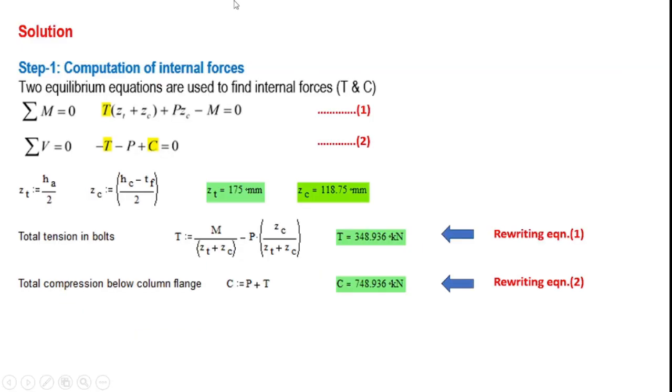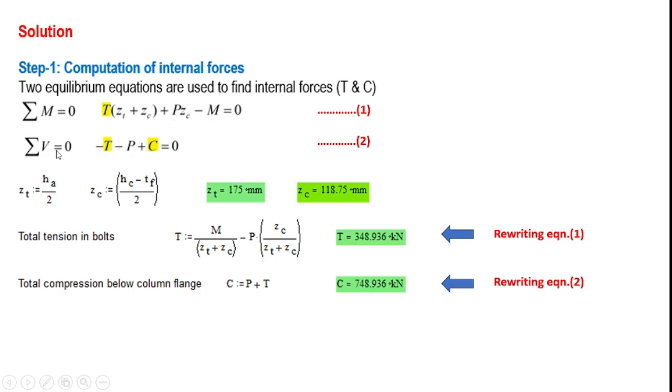Okay, fine. So let us start solving this problem. The problem will be solved in different steps. So let us start with step 1, which essentially involves computation of internal forces. As already discussed, we have two equations of equilibrium as written over here through equations 1 and 2.